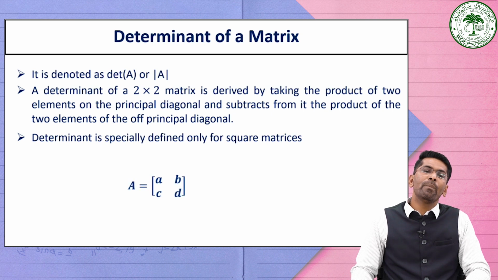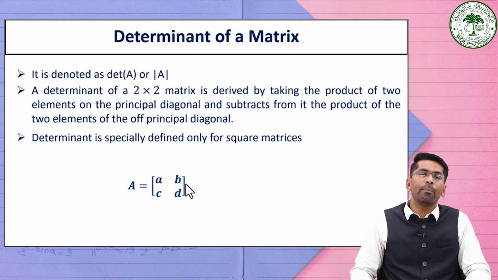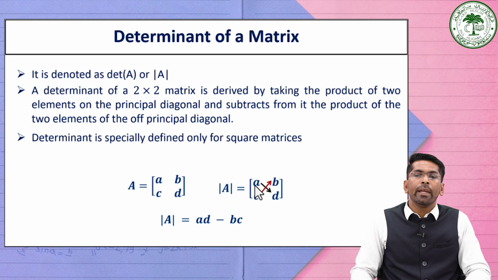Consider here we have a matrix A which is equal to A, B, C, D. We want to find out the determinant of the given matrix. Then how will we find it? See here, we are going to multiply the elements on the principal diagonal, that is A into D. Then minus, the off principal diagonal elements we are going to multiply, that is C into B. So here the determinant value is equal to A into D minus B into C.